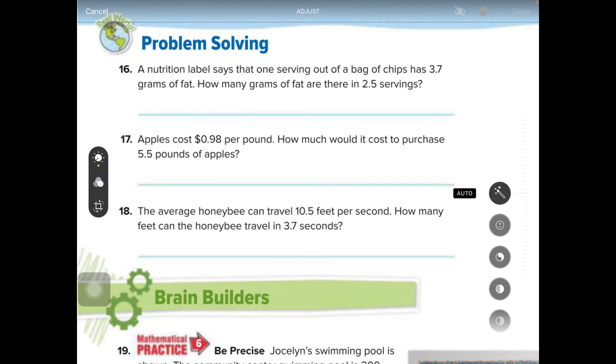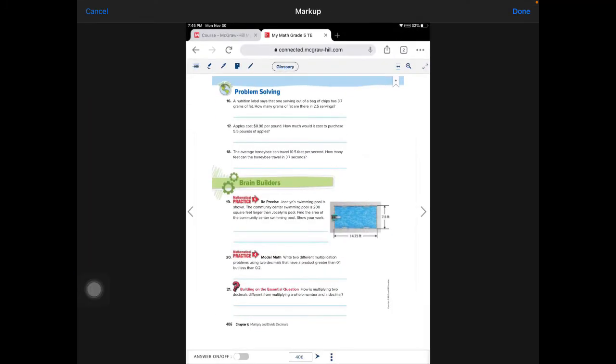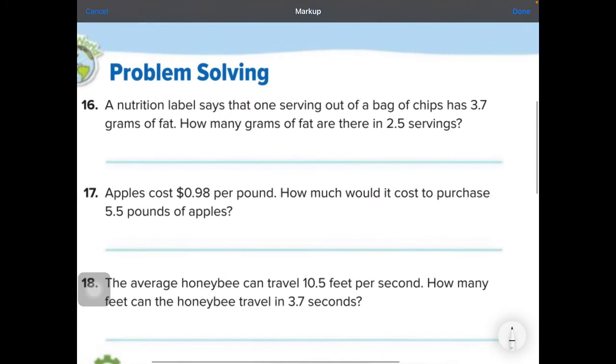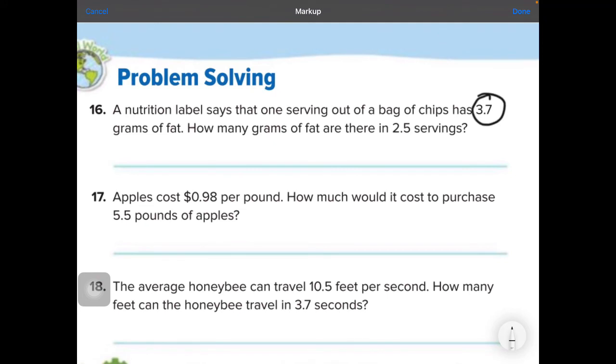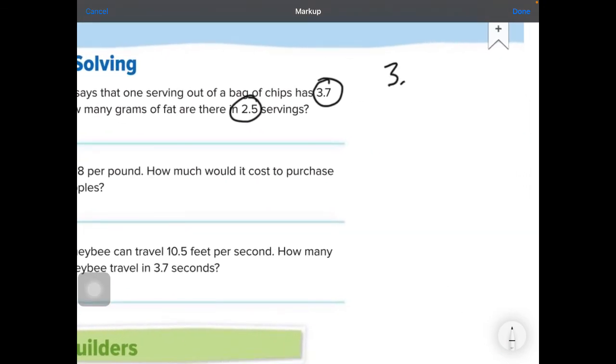Okay, 3 more. We can do it. A nutrition label says that 1 serving out of a bag of chips has 3.7 grams of fat. How many grams of fat are in 2.5 servings? Well, this whole lesson has been about multiplying decimals, so I'm pretty sure they want you to multiply those two numbers. So let's move over here. 3.7 times 2.5.